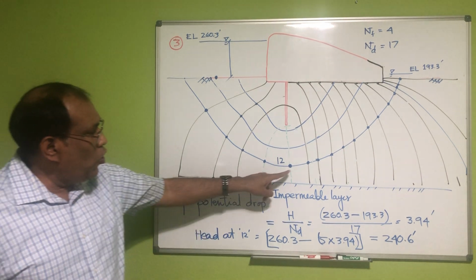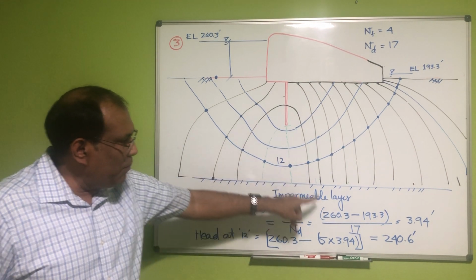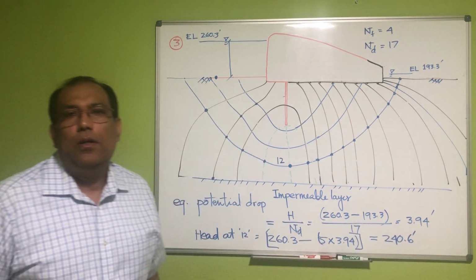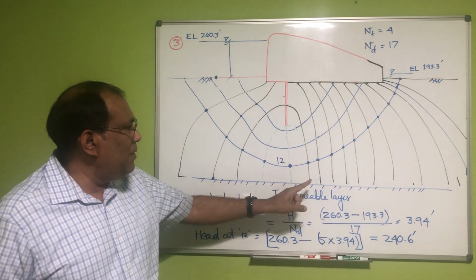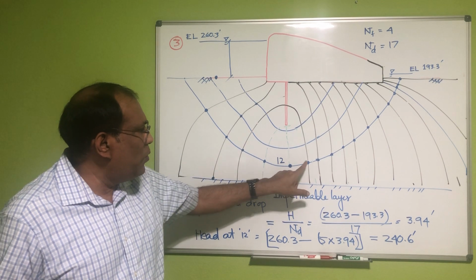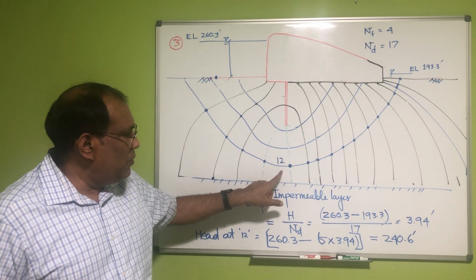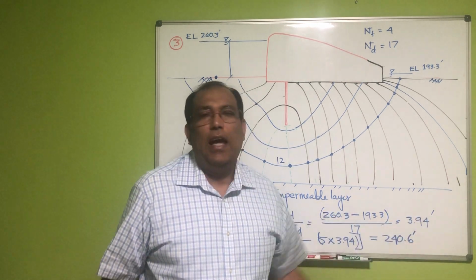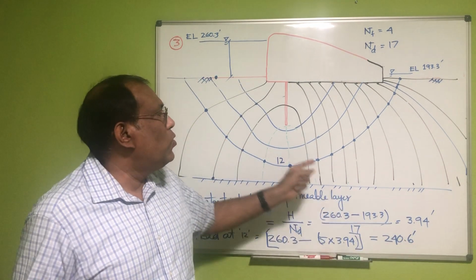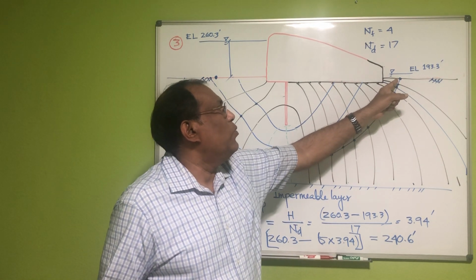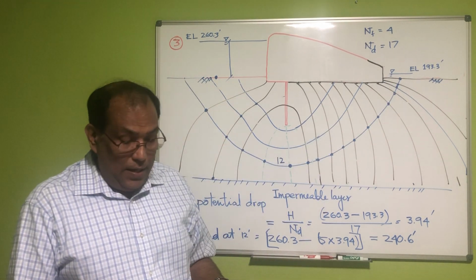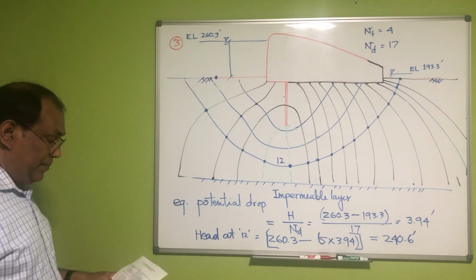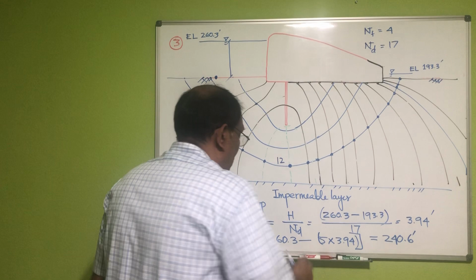If you go further, there will be one more drop, meaning 240.6 minus 3.94. If you go to this point, which is 2 points after 12, that would be 240.6 minus 2 times 3.94. That's the way it goes all the way, and then when you get there, your head would be 0. Anyway, let's try to do the next one.